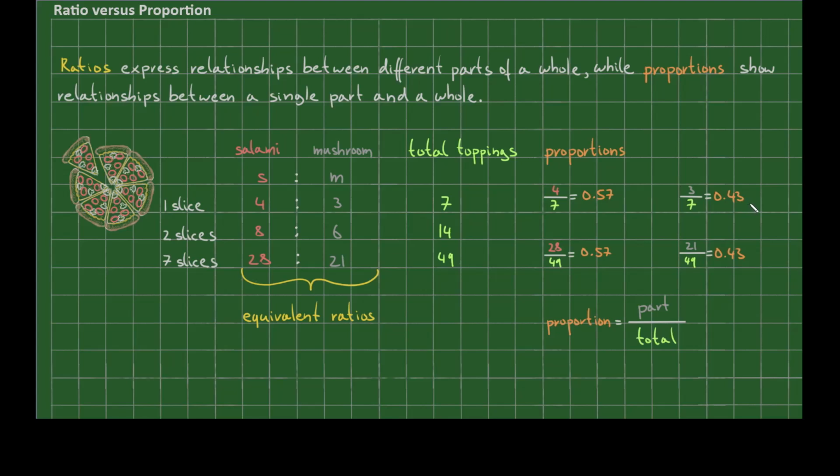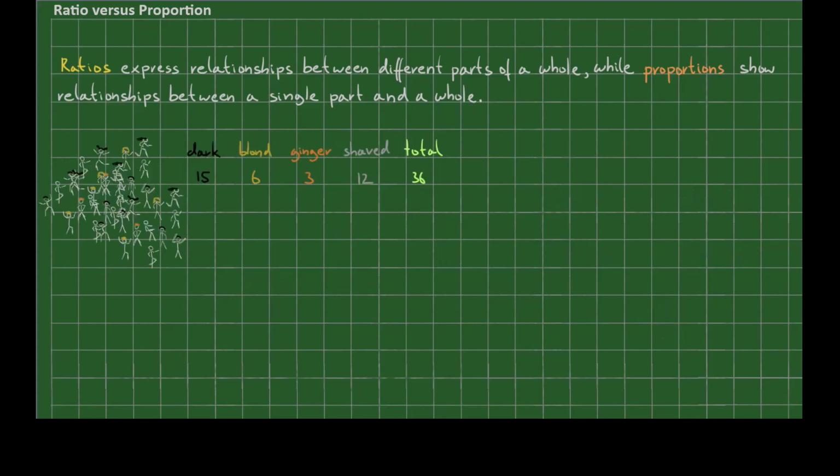Let me look at one more example. In this case, we are looking at a crowd of people on a dance floor. 15 of them happen to have dark hair, 6 are blonde, 3 are ginger, and 12 have shaved their hair. The total number of people happens to be 36. 15 plus 6 plus 3 plus 12 will give me 36.